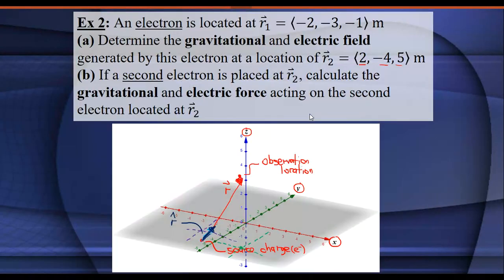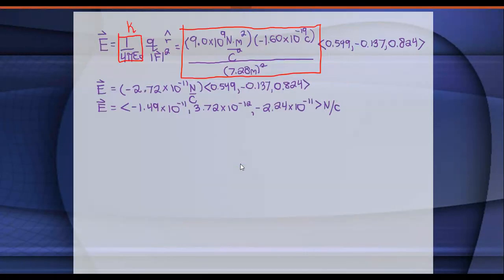Now, part B says, let's say we put a second electron at R2. I want to calculate the gravitational and electric force acting on that electron at that point. Just remember, a field is a region of potential influence. Yes, we have a gravitational and electric field at the observation location, but it doesn't do anything until you actually put something there. So now we're going to put an electron at this point, and figure out what the gravitational and electric force acting on it is.